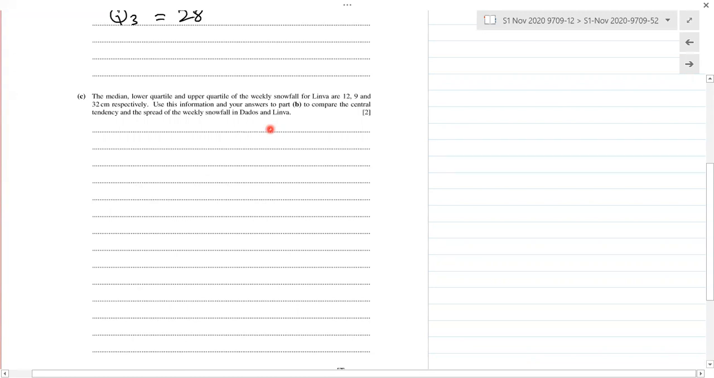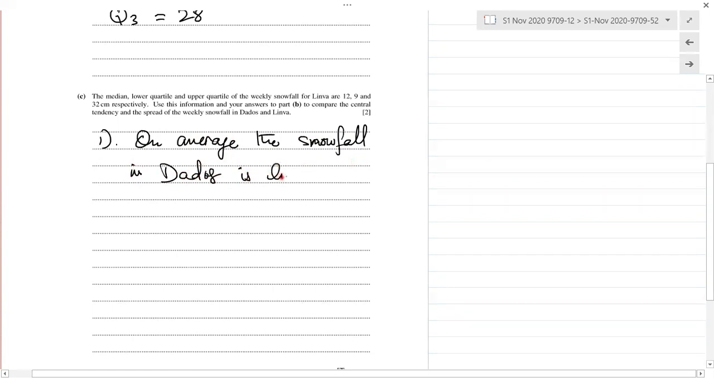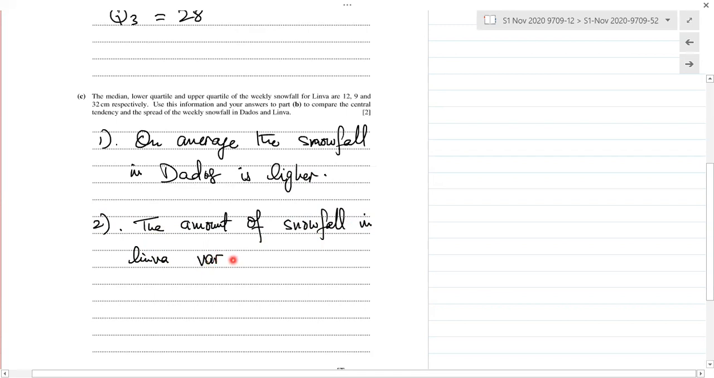So if we compare the two data that's given, we can conclude that on average, the snowfall in Delos is higher, and the amount of snowfall in Linva varies more than in Delos. This has more numbers and more spread.